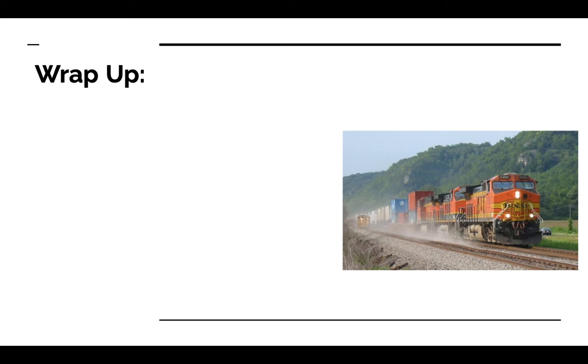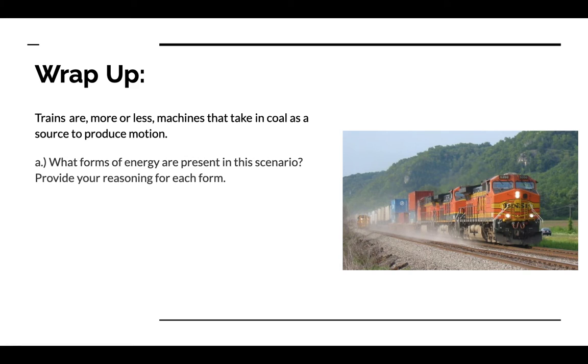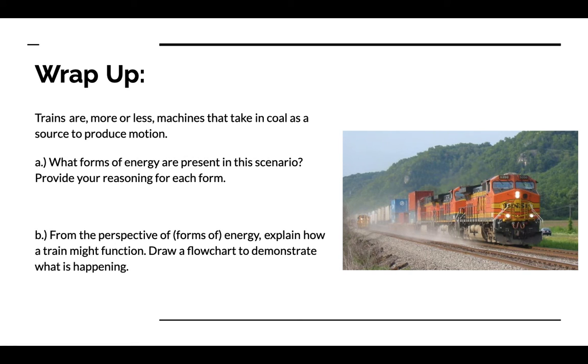So let's look at a wrap-up question here. Trains are more or less machines that take in coal as a source to produce motion, at a very layman's level. They're more complicated than that. What forms of energy are present in this scenario? Provide your reasoning for each form. And then from the perspective of forms of energy, explain how a train might function. Draw a flow chart to demonstrate what is happening. So take a moment to answer this question, and you can pause if need be.